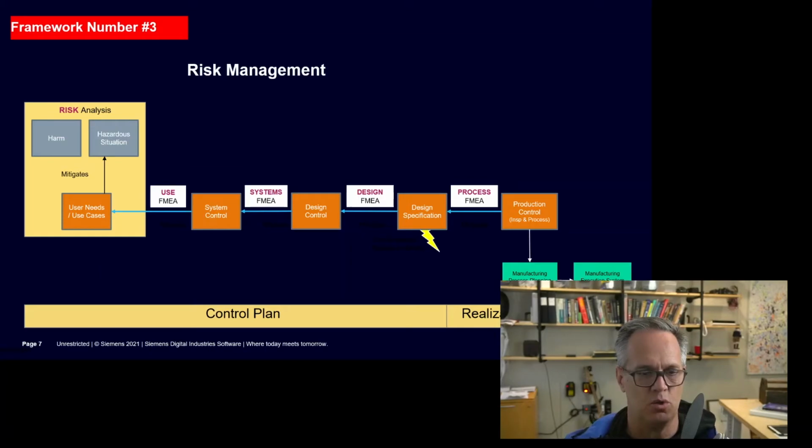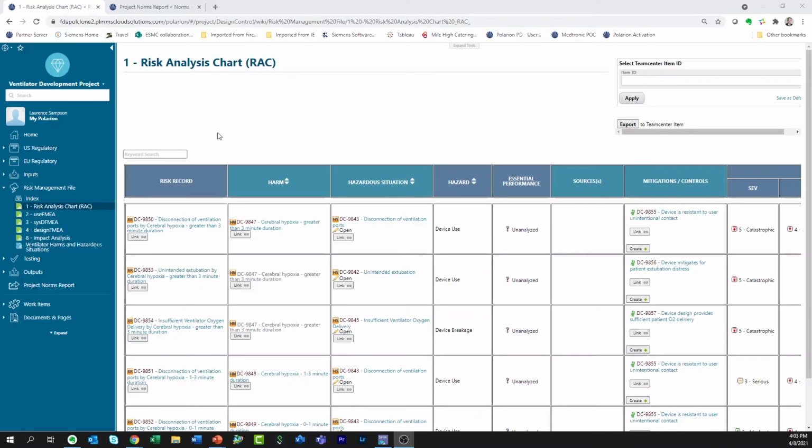So this is really the meat of how to build your risk management system. And the reason why it's so important is it really presents this negative view of the design. What do we need to have in the way of controls to assure that bad things don't happen to users? Okay. All right. So the next step, I'm just going to walk through each one of these analyses and help you understand how this is built out in Polarion.